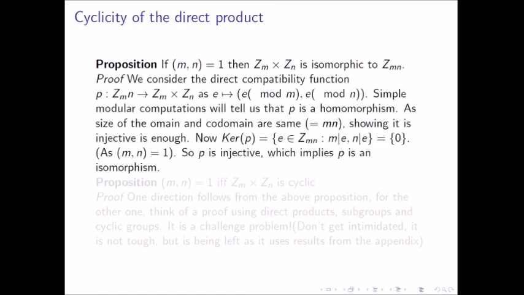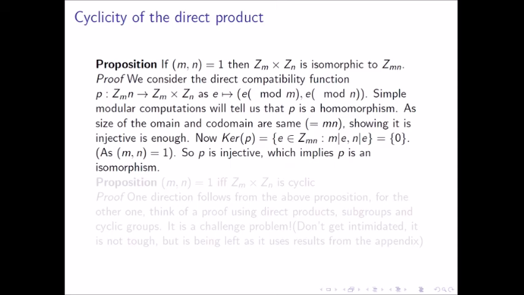We consider the direct compatibility function, or sometimes this is called the canonical function, P from Zmn going to Zm cross Zn, as a goes to (a mod m, a mod n). That is, the remainder in both of these groups. Simple modular computation will tell us that P is a homomorphism. It's not hard to see. Just use the facts in modular arithmetic, and as it's the canonical map, it is bound to be a homomorphism.